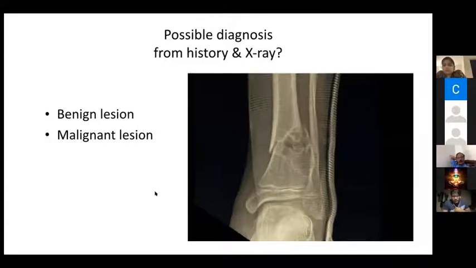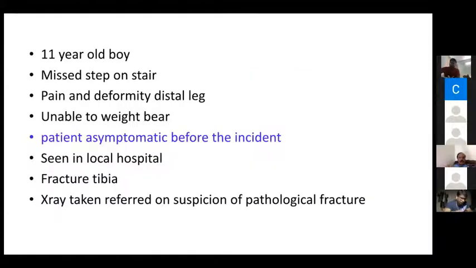Because the borders are well-defined and sclerotic, I've seen no periosteal reaction. The patient presented with a pathological fracture, but that tells you that this lesion was there, asymptomatic, for some time, right? This is not a lesion which is 1 week old. A patient presenting with a fracture and an X-ray like this always tells you that it's a benign lesion. Okay, that is this point.